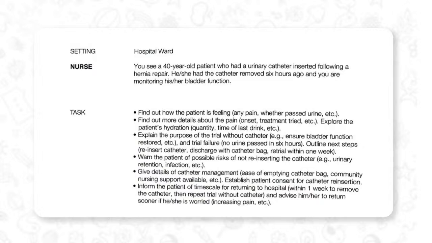Give details of catheter management. When they ask about their concerns regarding catheter management, try to give them an explanation, like ease of emptying the bag, and community nursing support can be available. Establish patient consent for catheter reinsertion. We should get the patient's consent for inserting the catheter again.